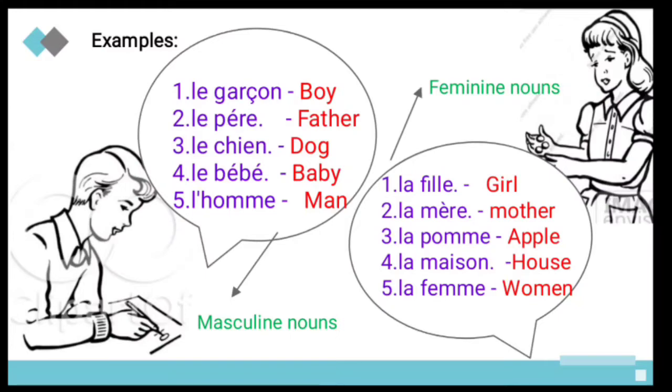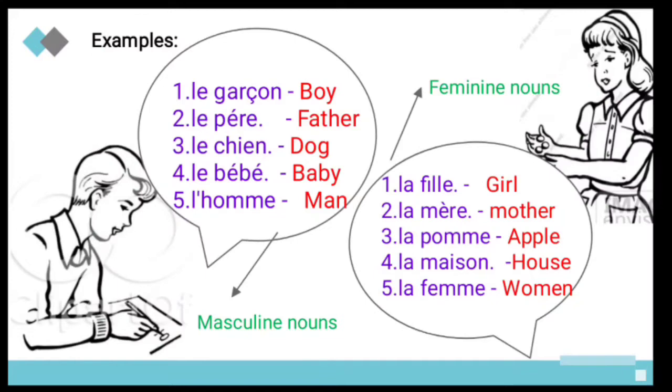And second, la mère, mother. And third, la pomme, apple, it's one of the fruit. And la maison, house. La femme, woman. So let us spell the word in French. La, L A, fille, F I L L E.